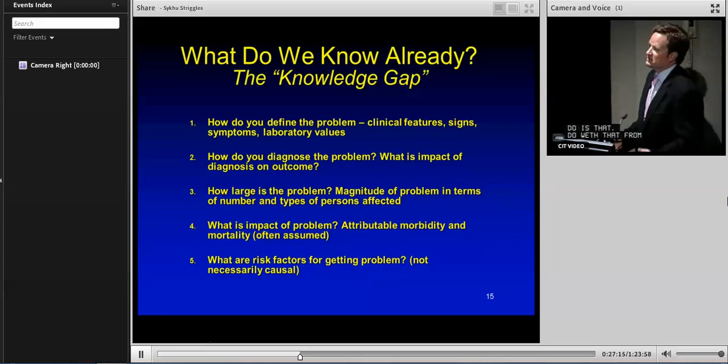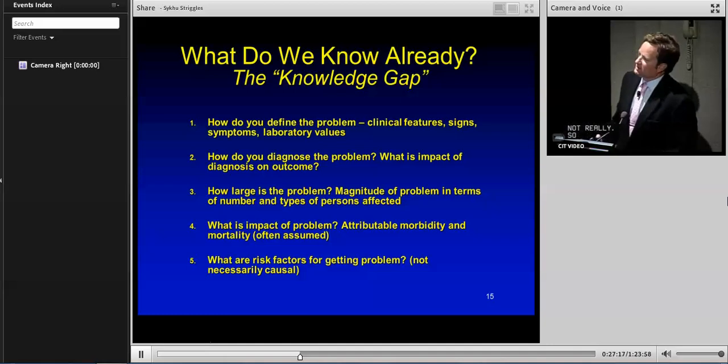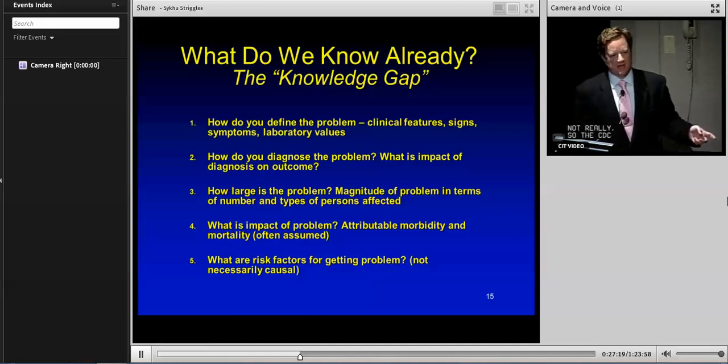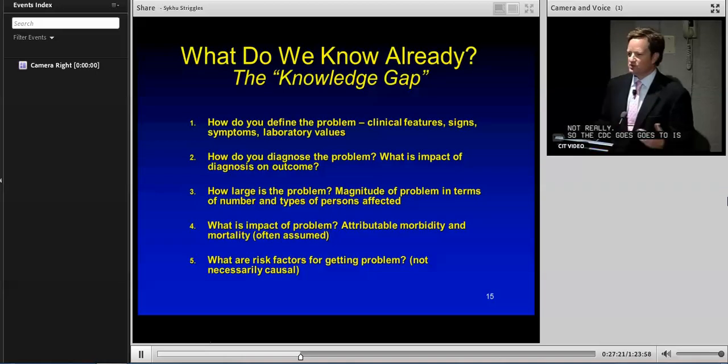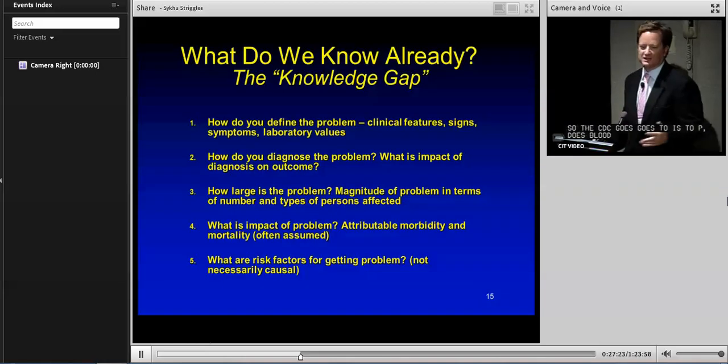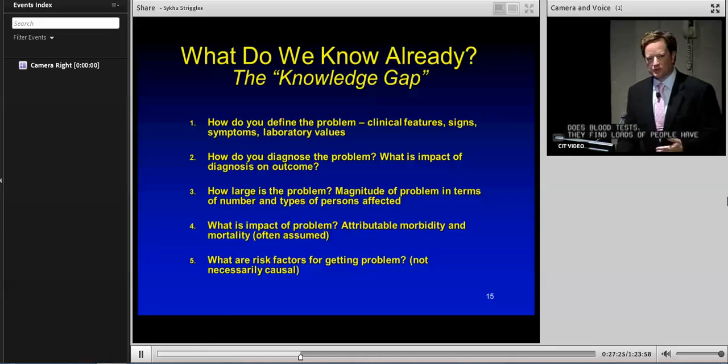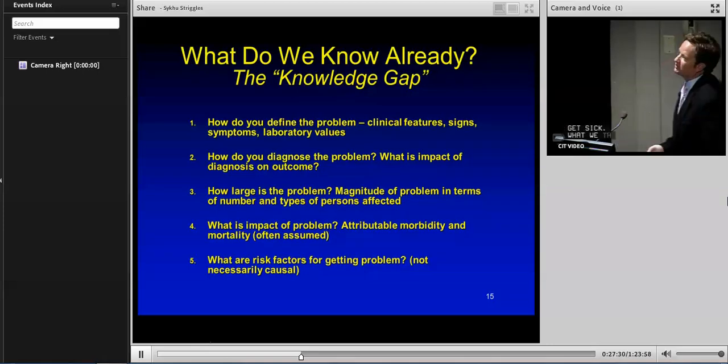Not really. So the CDC then goes down to Peru and does blood tests on all these people that live around bats in the caves, and guess what they find? Loads of people have antibodies to rabies and didn't get sick. So what we thought was a universally fatal disease turns out not to be when we get more information.